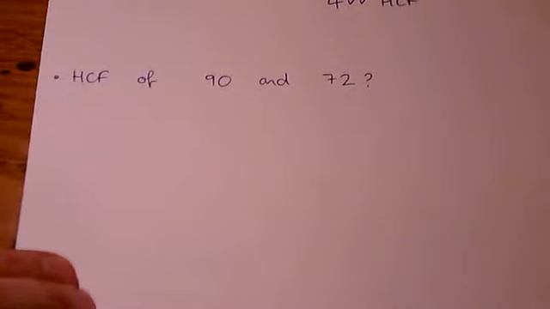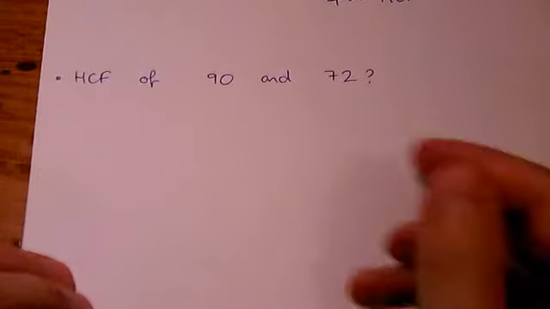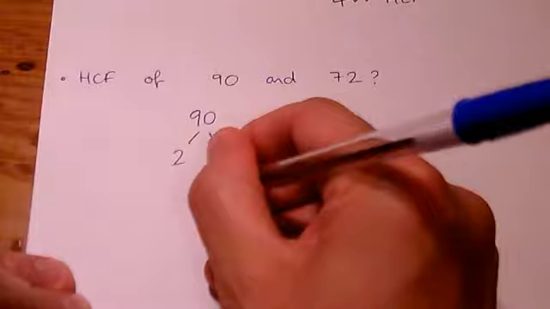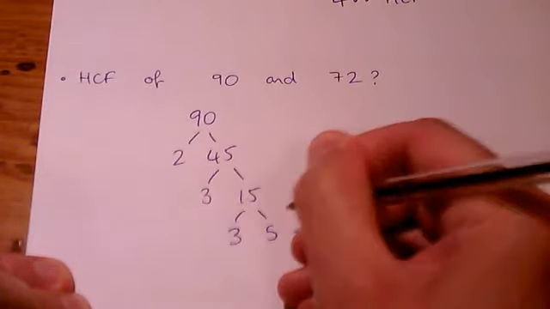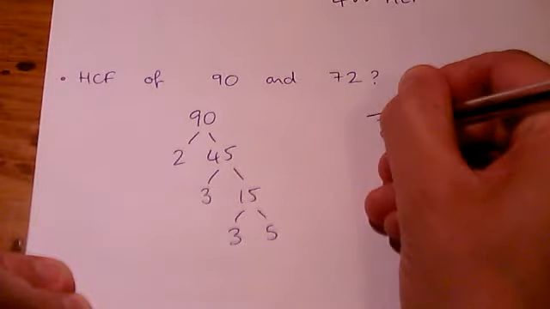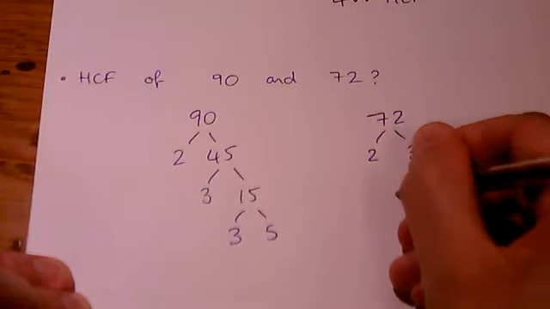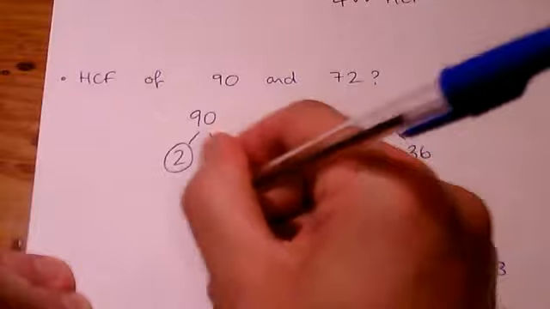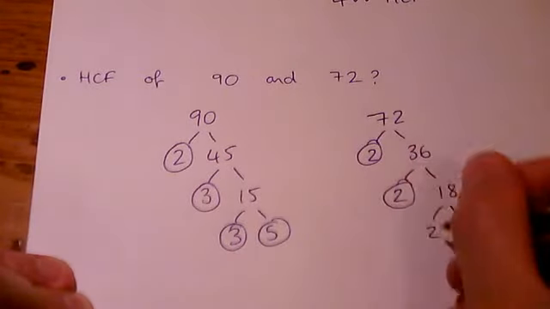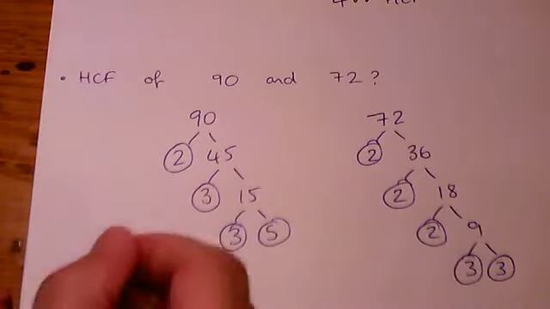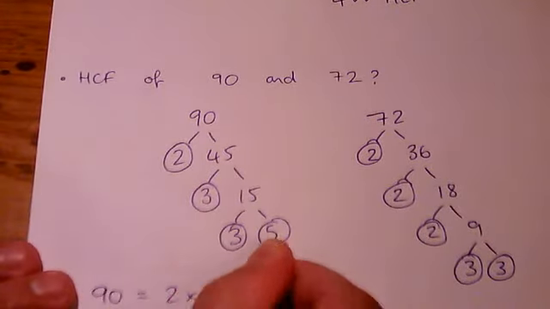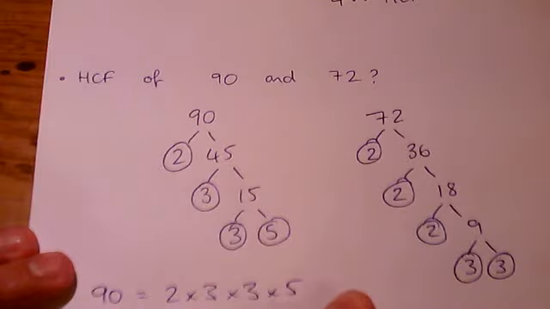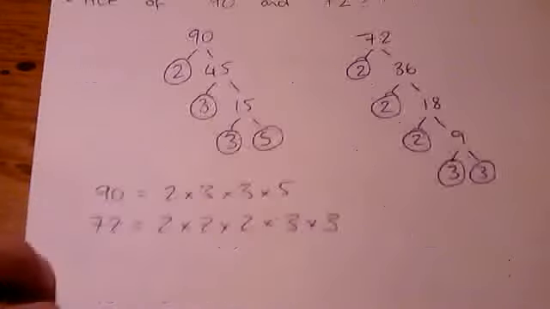What about 90 and 72? Let's have a look at these ones. 90 is 2 lots of 45, which is 3 lots of 15, which is 3 lots of 5. And 72 is 2 lots of 36, and that's 2 lots of 18. That's 2 lots of 9, and 9 is 3 threes. Again, if I circle the prime numbers, there we go. So if I look at my 90 and my 72 like that, there we go, gone off the bottom of the page.